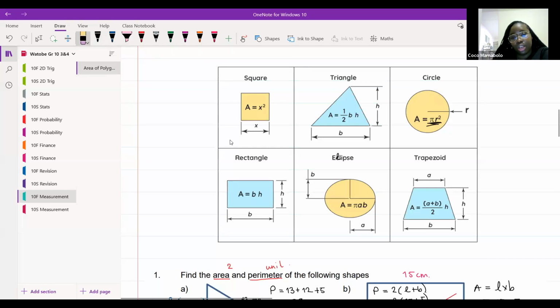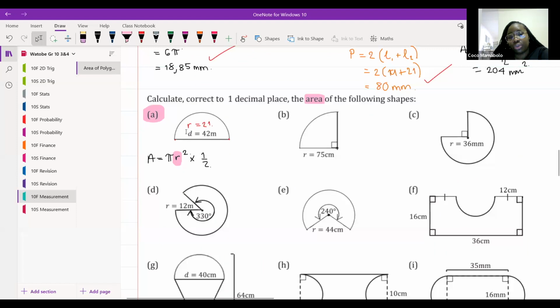Are you with me there? Okay, good. So do you agree with me that this is half a circle? Okay, so once I'm done calculating the area, I'm going to take whatever answer I get and multiply it by a half. Am I making sense? Yes, ma'am.